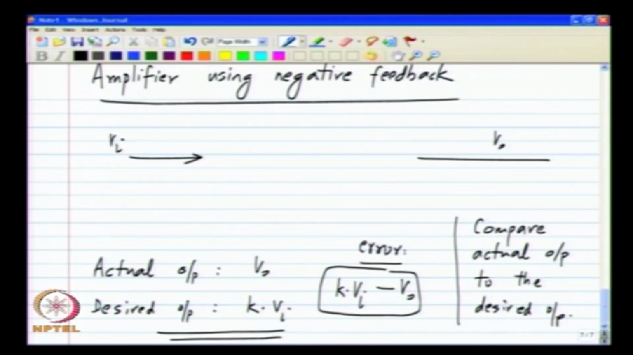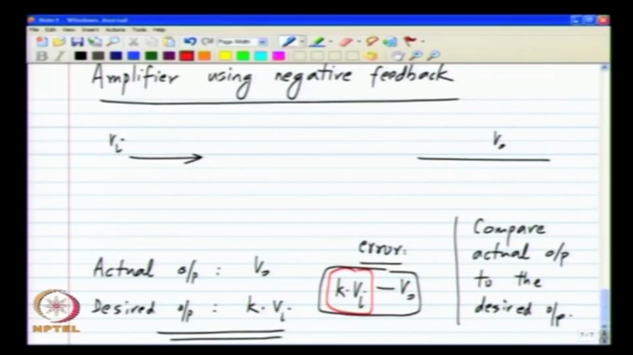Can we do this? Now, you see an obvious flaw in this, because if I had K times Vi already, I would not be building the amplifier. The whole point of the amplifier is to take Vi and build K times Vi from it. So, I do not have K times Vi. Okay. I have Vi, from that I should generate an output Vo, which is equal to K times Vi. I do not have K times Vi. If I did, I would not be building the amplifier in the first place. So, what is it that I should do?